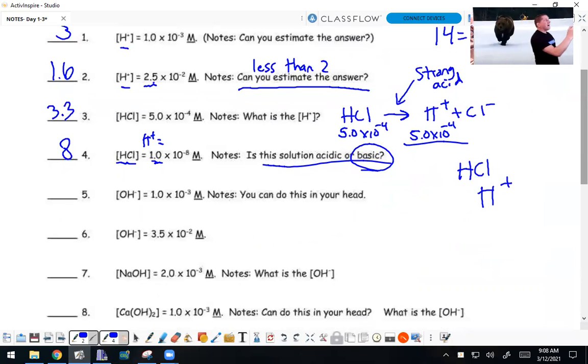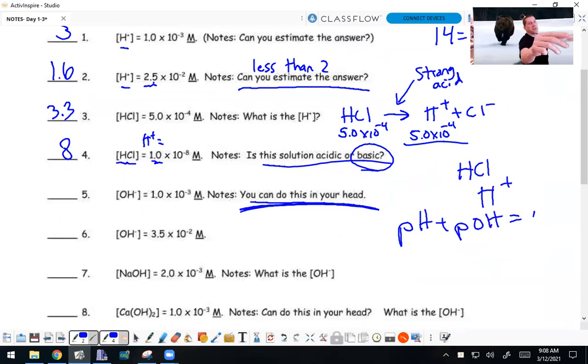Next one, though, we have hydroxide. You can still do it in your head, but now we're going to need pH plus pOH equals 14, because remember, we're looking for the pH, not the pOH. When I do the negative log of number 5, it's the OH, so the answer is not 3. The pOH is 3, and so the pH is 11.